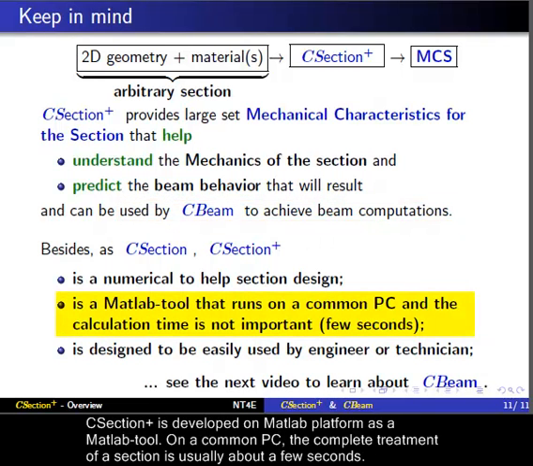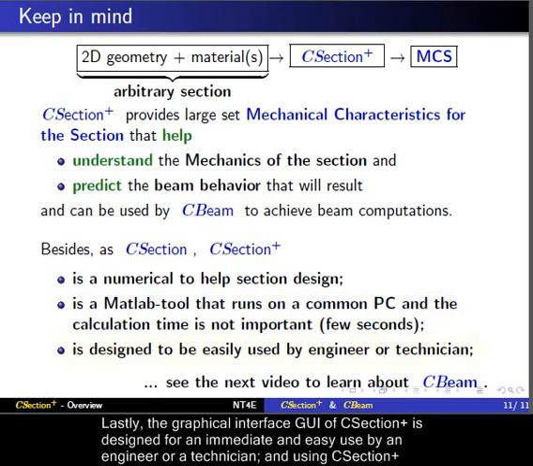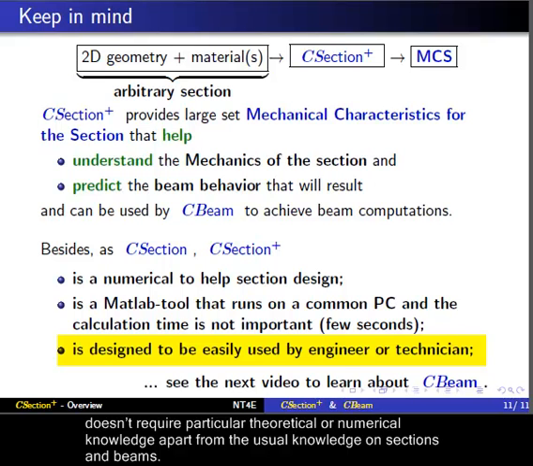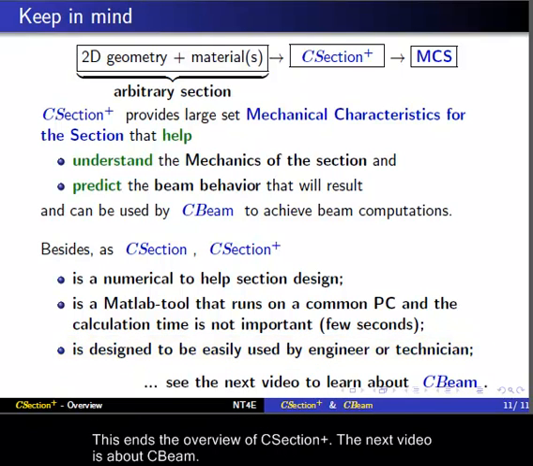CSection Plus is developed on Matlab platform and can be used as a Matlab tool. On a common PC, the complete treatment of a section is usually about a few seconds. Lastly, the graphical interface of CSection Plus is designed for an immediate and easy use by an engineer or technician. And using CSection Plus doesn't require particular theoretical or numerical knowledge apart from the usual knowledge on sections and beams. This ends the overview of CSection Plus. The next video is about CBeam.